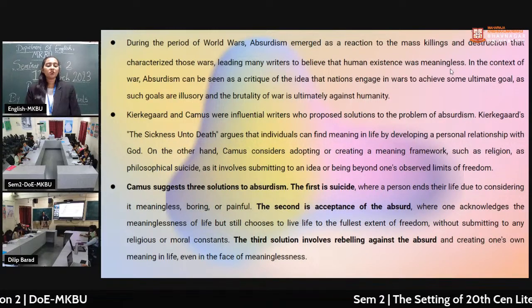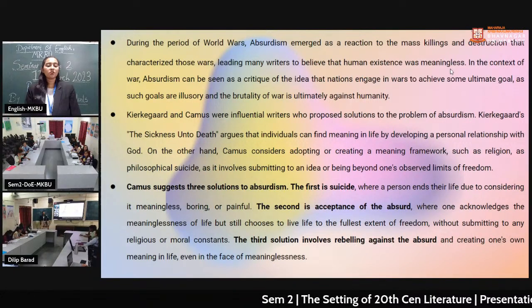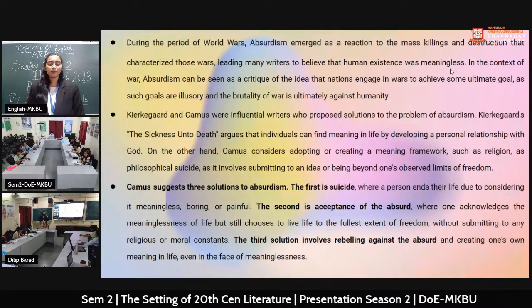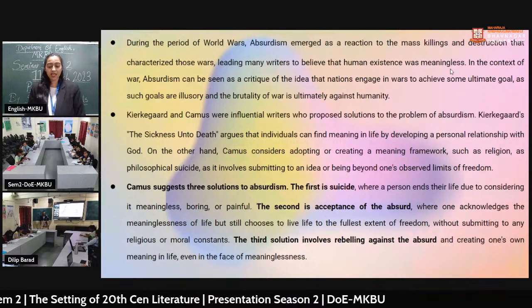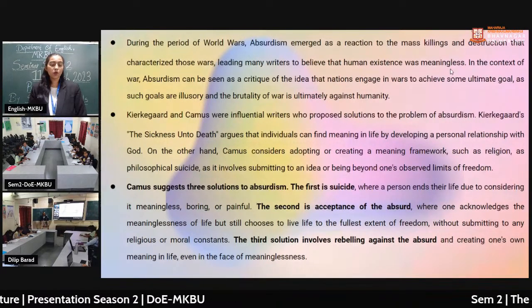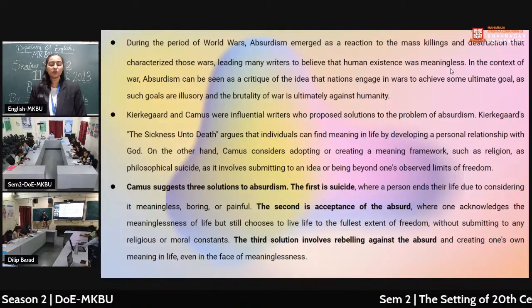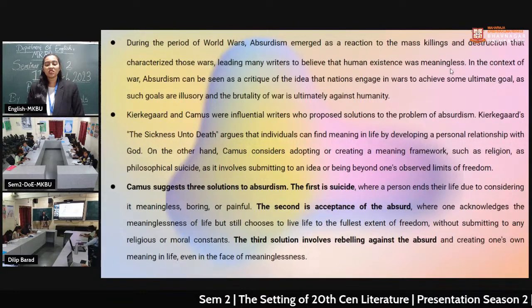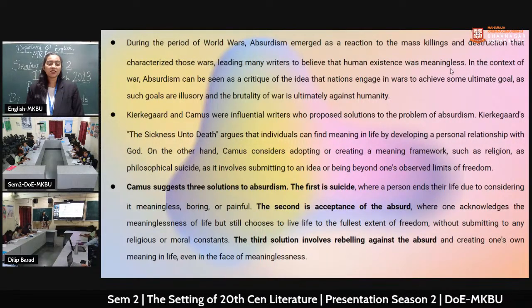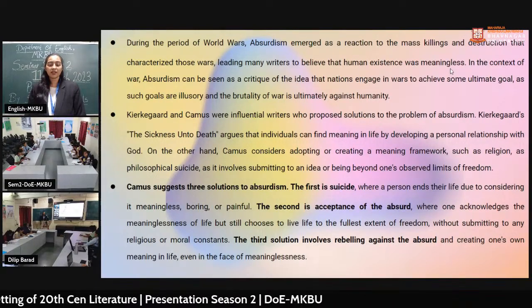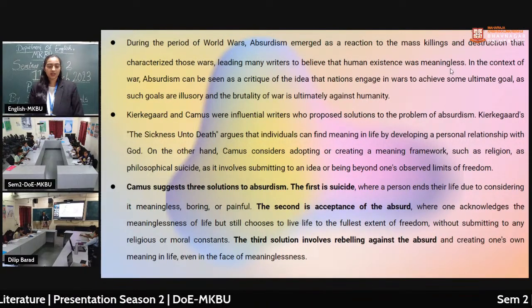as a reaction to the mass killings and destruction that characterized those wars, leading many writers to believe that human existence was meaningless in the context of war. Absurdism can be seen as a critique of the idea that nations engage in wars to achieve some ultimate goal, as such goals are illusory and the brutality of war is ultimately against humanity.